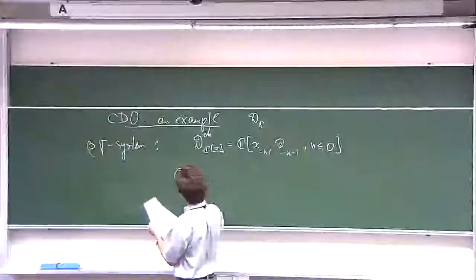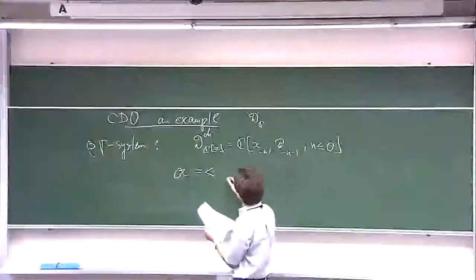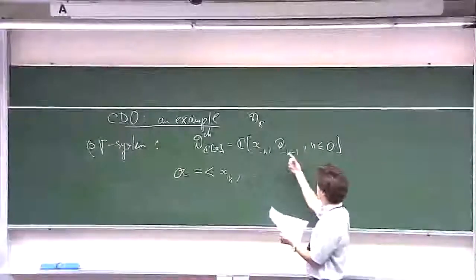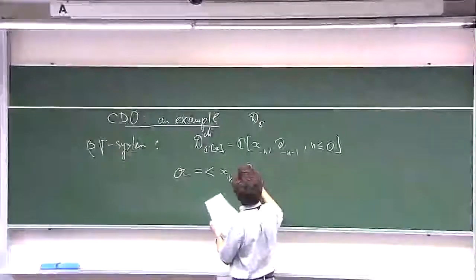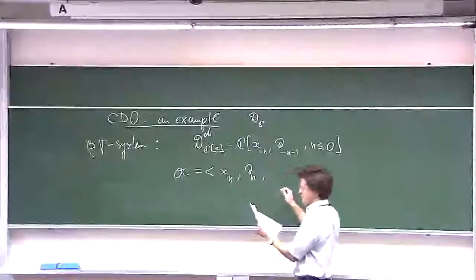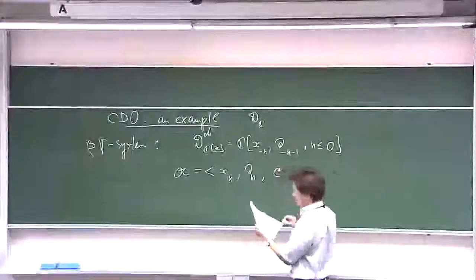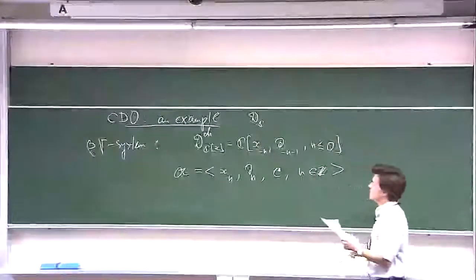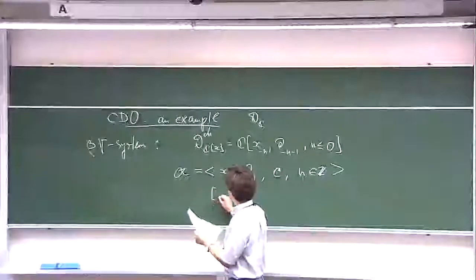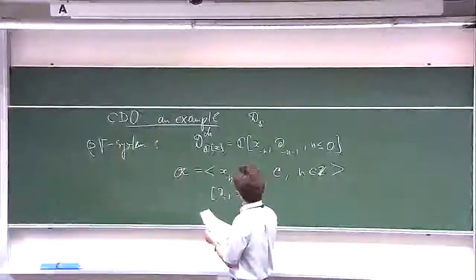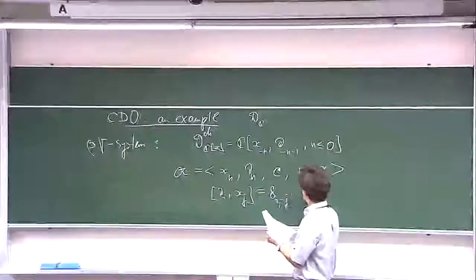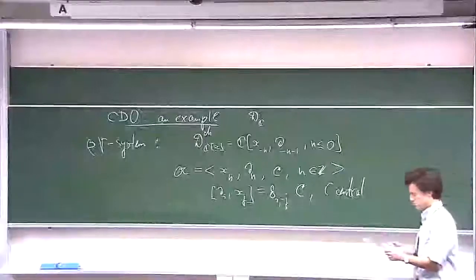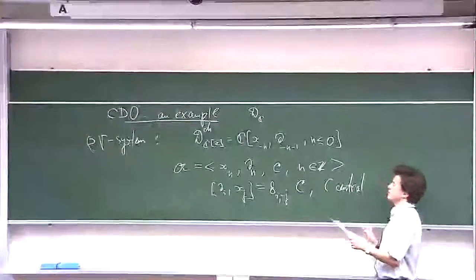Now let me introduce the following algebra. It will have the same basis. I could have used different letters, probably I should have, but let's minimize our notation. So an infinite basis like this, and the commutation relations are as written, and C is central.